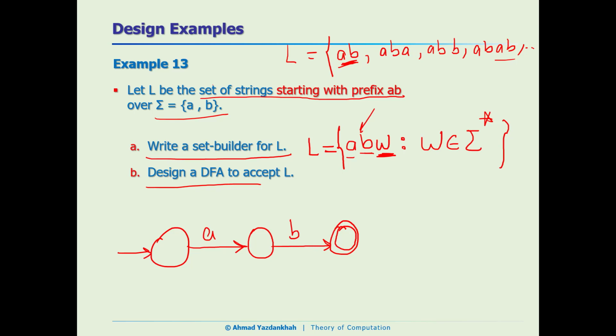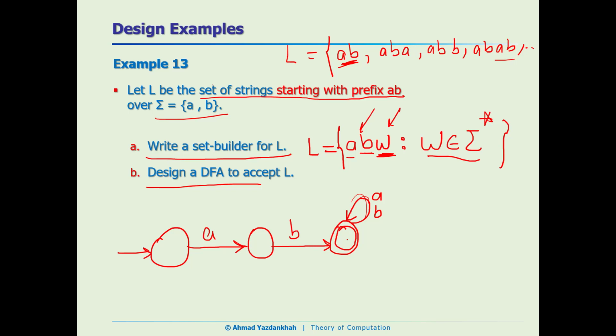And for anything after that, when we say W here, which belongs to sigma star, it means that any combination of A and B is accepted. So I put a loop here and I say, hey, after the AB, if it is A or B, just loop here and stay here. So this is the flow of accepting the strings, right?